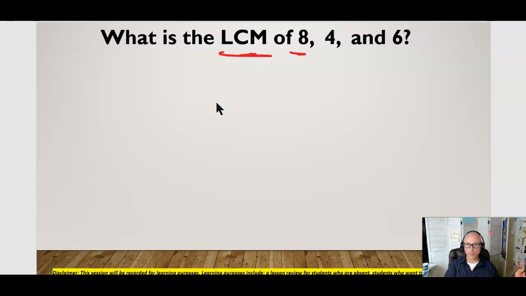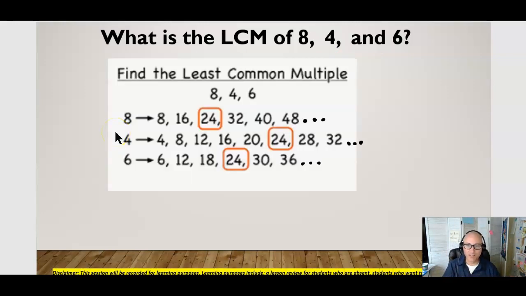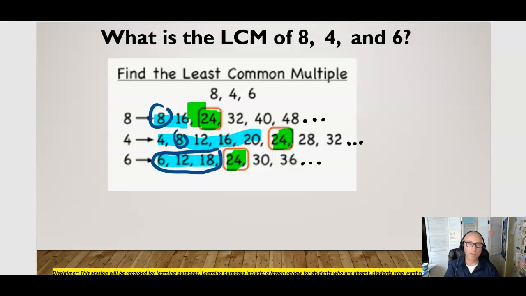Let's do the least common multiple of 8, 4, and 6. All 3 of them? Is that possible? It is. I cheated on this one. I Googled it and screenshotted it and put it right here. Here's the 8s. Oh, it just happens to be 24. That's a coincidence. I didn't do that on purpose. Is there anything less than 24 in the blue that's the same? Nope, not for all 3 of them. I do see an 8 here and an 8 here, but not here. And I see a 12 here and a 12 here, but not here. It has to be common for all 3 of them. So the least common multiple is 24.